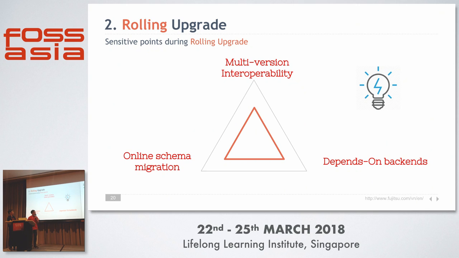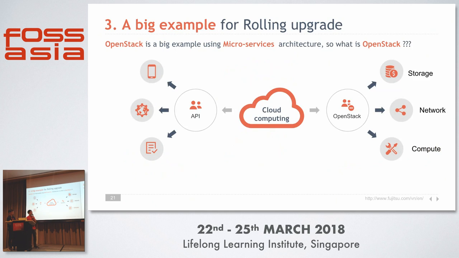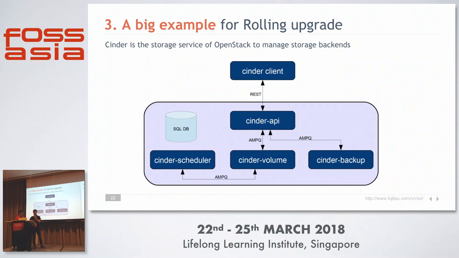Okay, and now we want to show you a very big example of this rolling upgrade in microservices. I believe everyone here is familiar with cloud computing and OpenStack. OpenStack is an open source community that implements cloud computing and provides resources like storage, network, and compute via API. Most projects in OpenStack already implement the microservice architecture. For example, we have the Cinder project, which manages volumes in OpenStack.